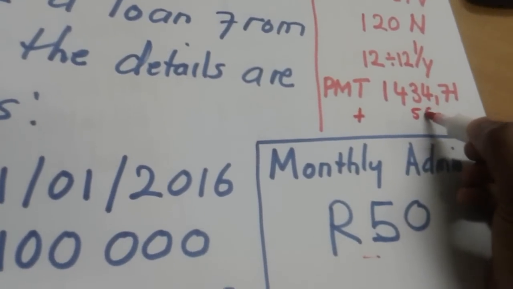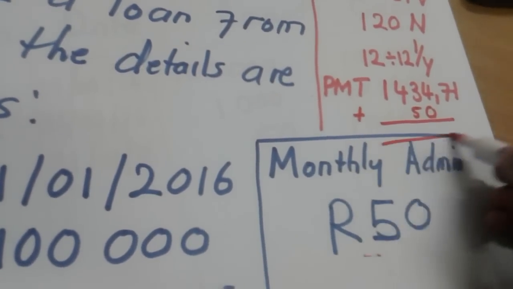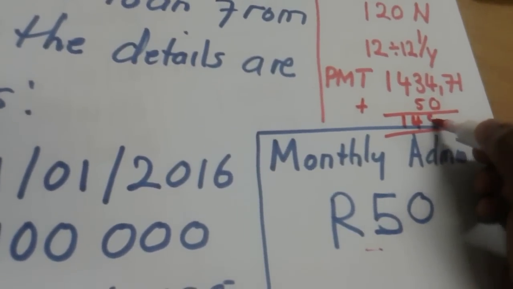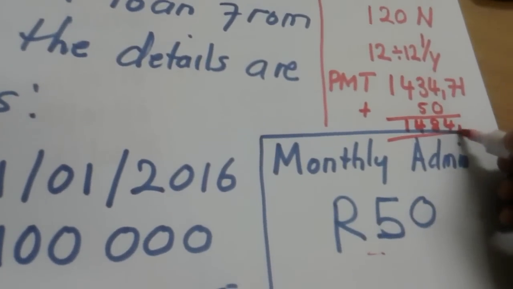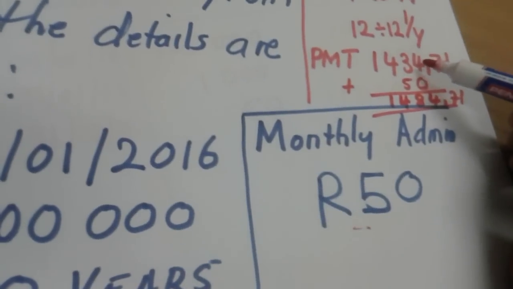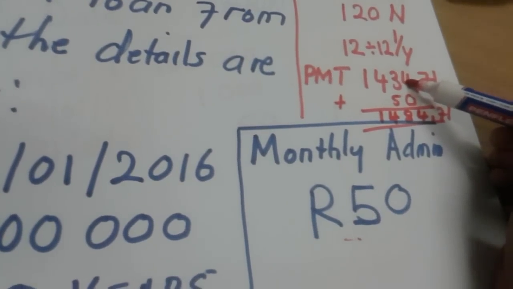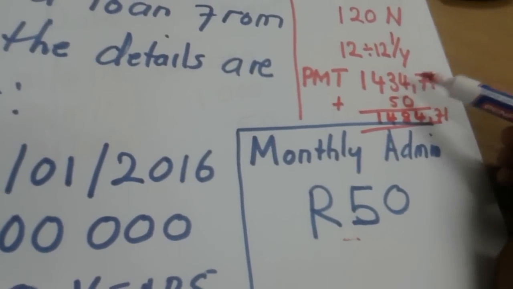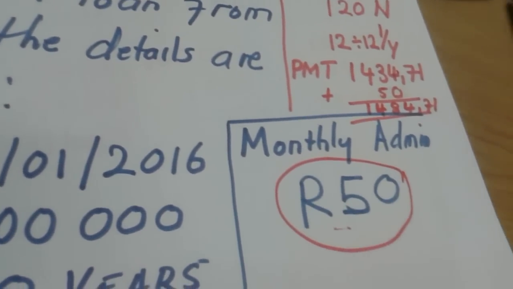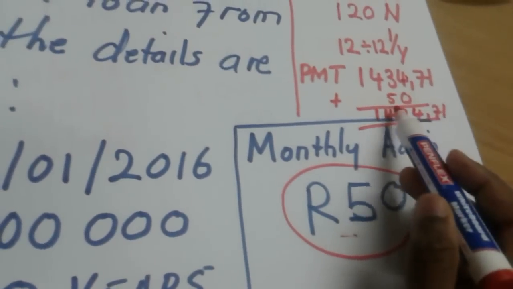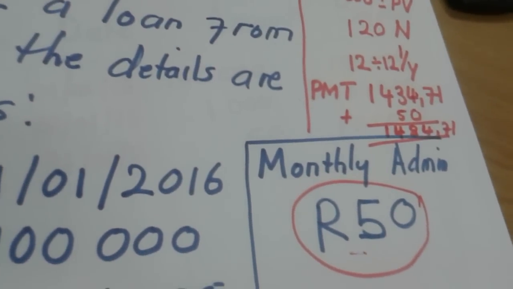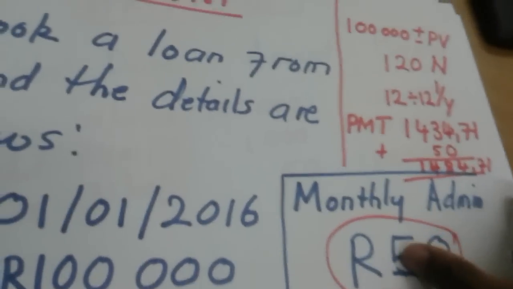So to avoid that, we are now going to pay this one, then we are going to add the 50 rands for the admin fee, so that it's now 1,484.71. So you see now, if you only pay this one, then you'll be in trouble soon. So rather you pay this one for the loan and the 50 rands for the admin. So in total every month you are paying 1,484.71.